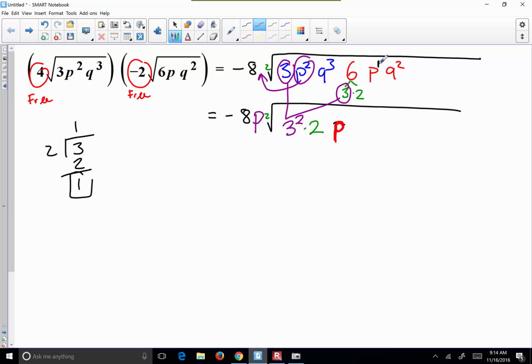Or how about q cubed? I will join them. This guy is moving out, but there are also people from q cubed moving out. You may first join them and make q to the 5th. So what is 5th power divided by 2? 2 of them will go out, 2 times 2 is 4, but 1 will stay in. So there will be 1 q left, but 2 q's out. So 2 q's means q squared out. Q squared and p out. Also 3 is out. So let's move this 3 out as well.